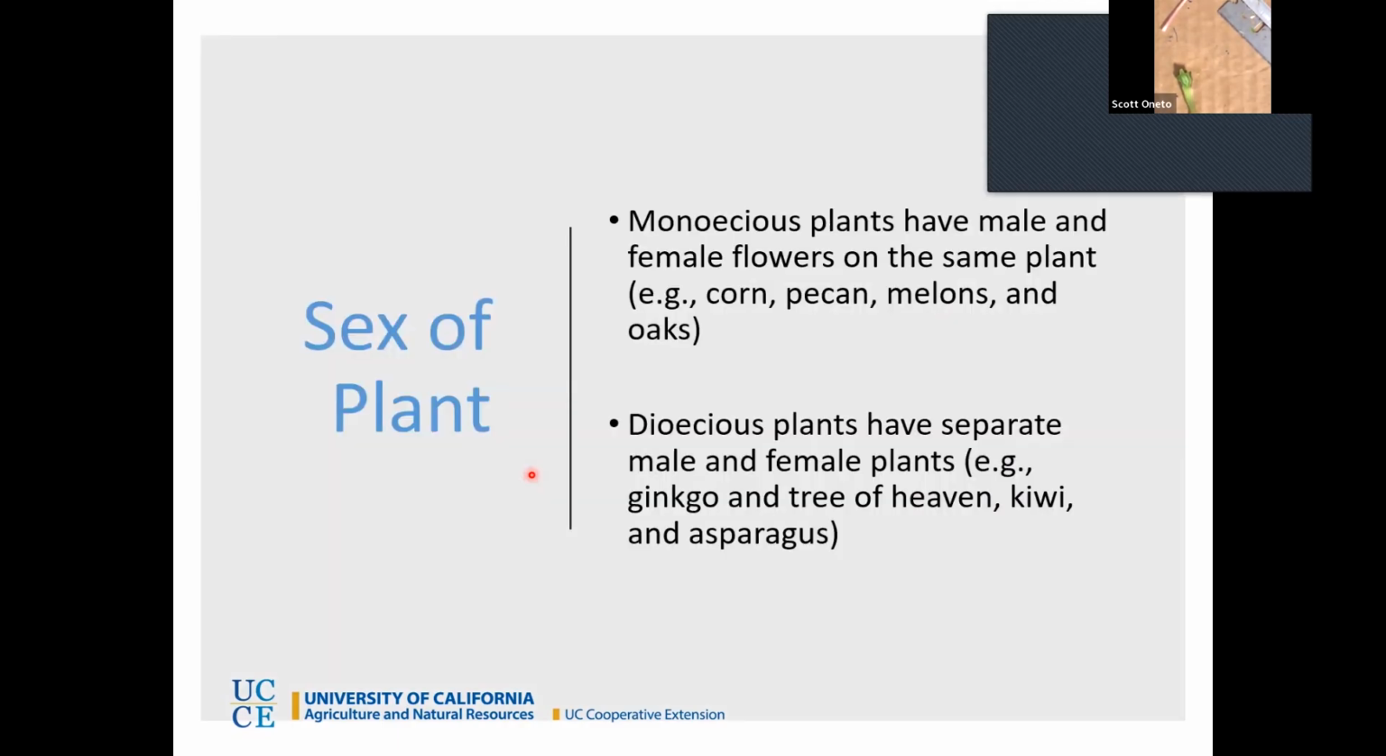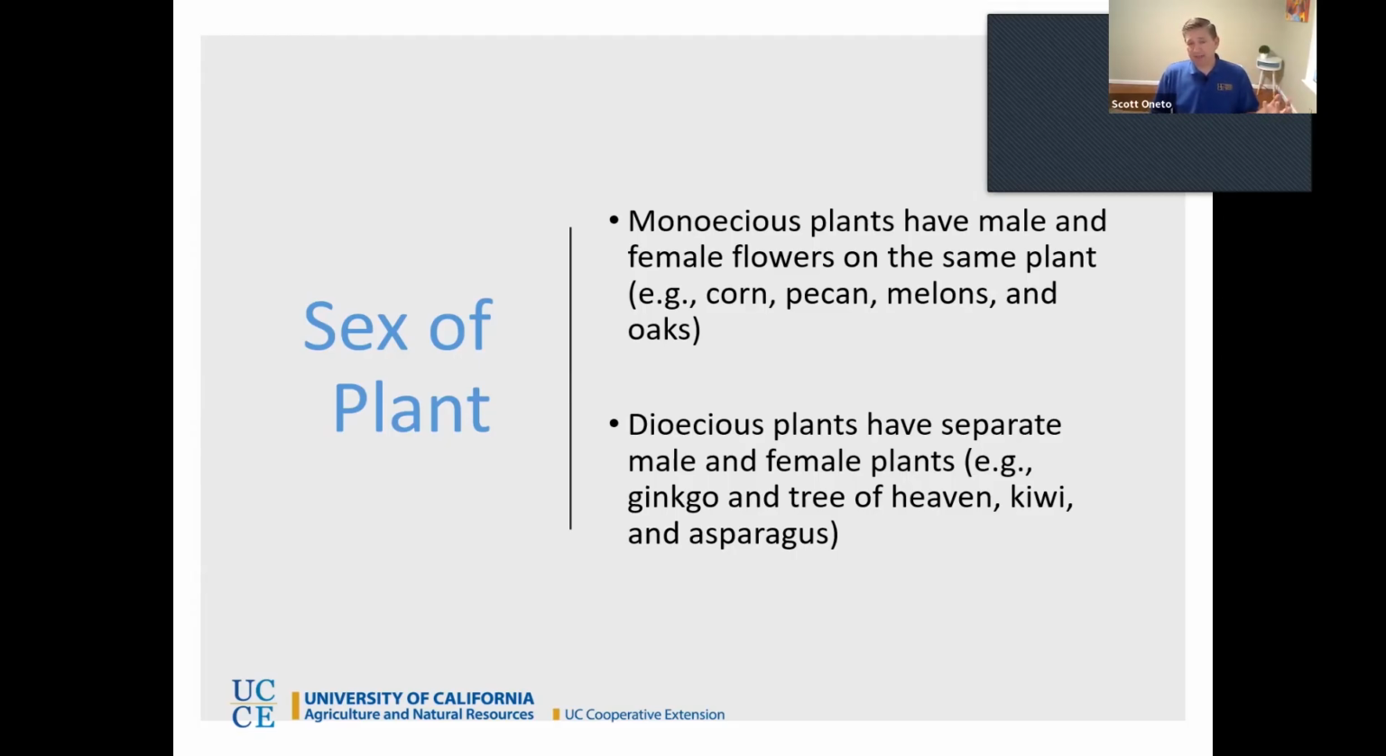Now we can take this idea of sexes in flowers to the sex of the plant. The first term that we're going to talk about is called monoecious. So monoecious basically means one house. So one house plants are plants that have both the male and female reproductive structures on the same plant. So it can undergo fertilization on that plant and produce a fruit with seeds in it.